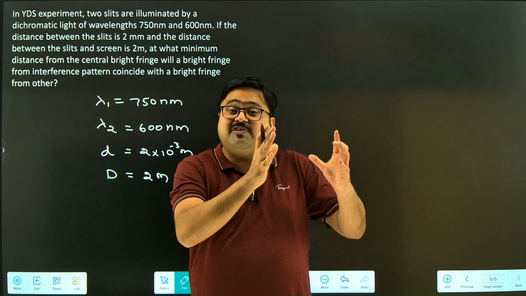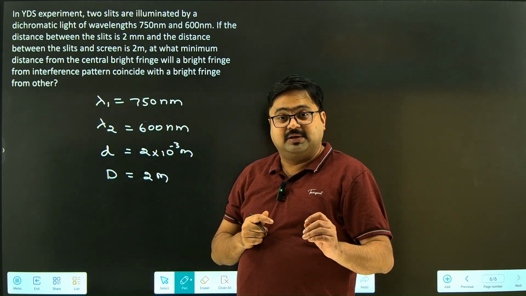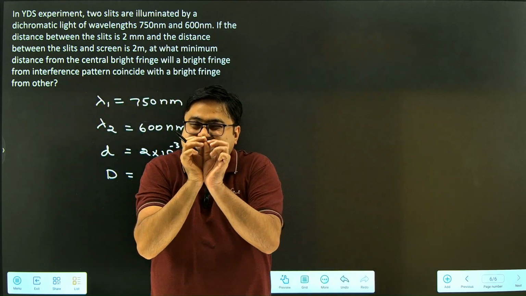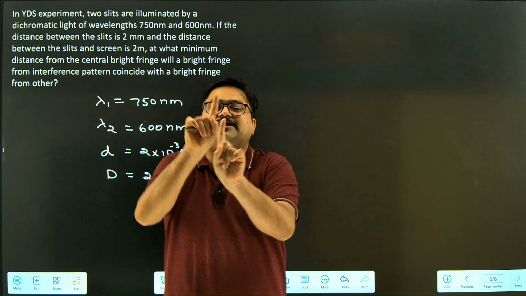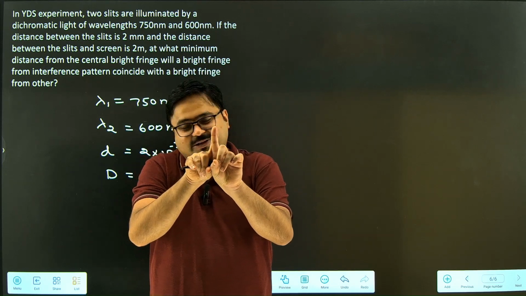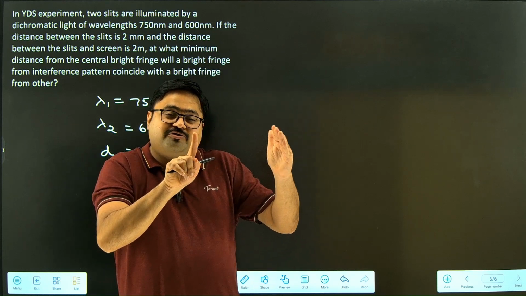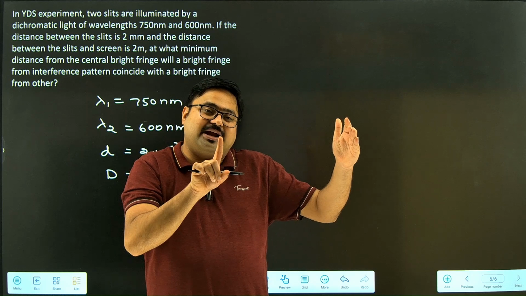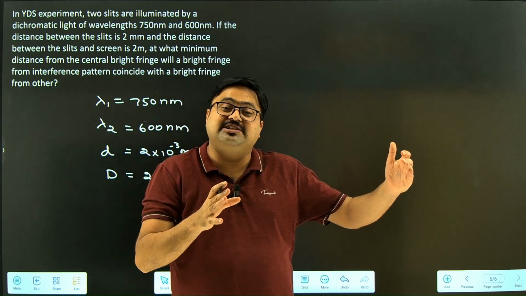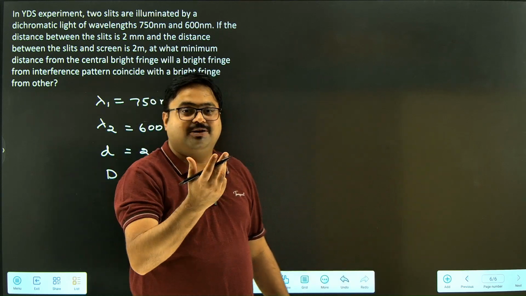Another fringe pattern will be wider, and that would be due to the 750 nanometer wavelength, right? Because of this difference, there would be some place other than the central bright fringe where they coincide. The central bright fringes will coincide for sure, but if you go further and further away from the central bright fringe on the screen, there will be another place where the bright fringes due to both fringe patterns would coincide, and we will do exactly that.